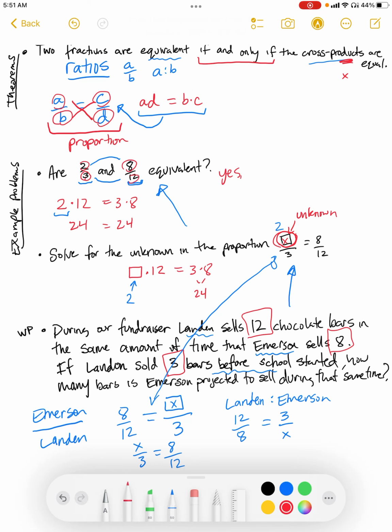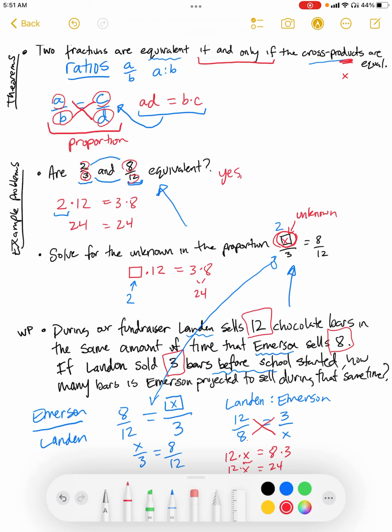Remember cross products. It boils down to the cross products based on that theorem. These are equivalent if we multiply the diagonals, the cross products, and we get the same result. So 12 times some unknown is equal to 8 times 3. Now I know we did this problem above, right? So we already know the result. It's 12 times 2. So we know that the unknown is 2.